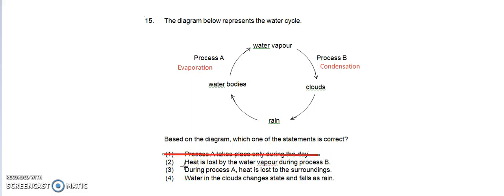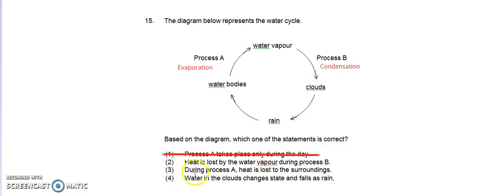Let's take a look at option 2. Heat is lost by the water vapor during process B. During process B, heat is lost before clouds are formed. This is actually true, because for condensation to take place, the water vapor loses heat during the process before clouds are formed. So option 2 is a possible answer.